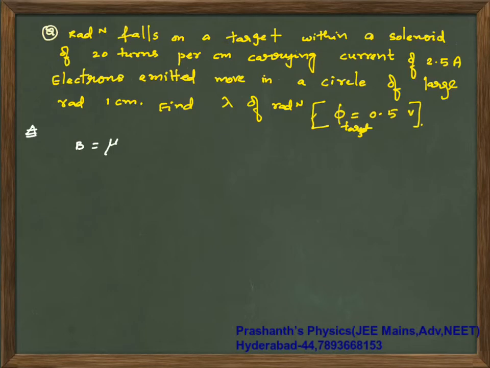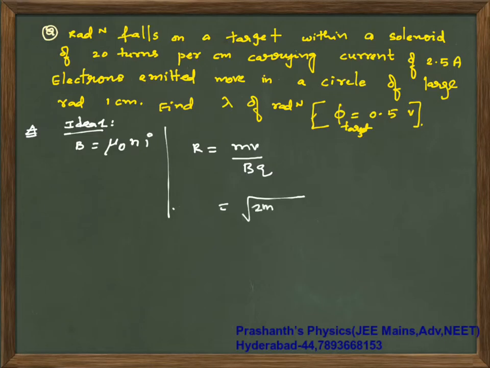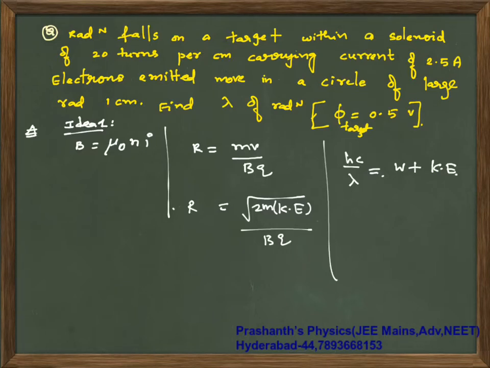But what is magnetic field because of a solenoid? It is mu naught into n into I. This is your first idea. He is testing from electromagnetism unit. Once that is done, your R is equal to mv by bq, so this mv is under root 2m into KE by b into q. Radius he gave. Now your photoelectric effect equation, hc by lambda is equal to work function plus KE. Now get this B, substitute in this.